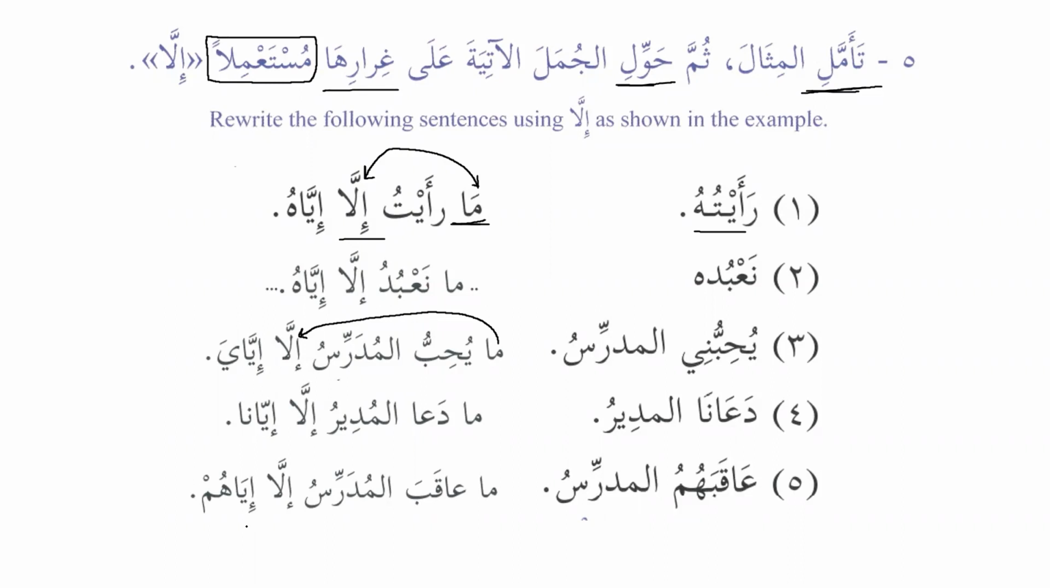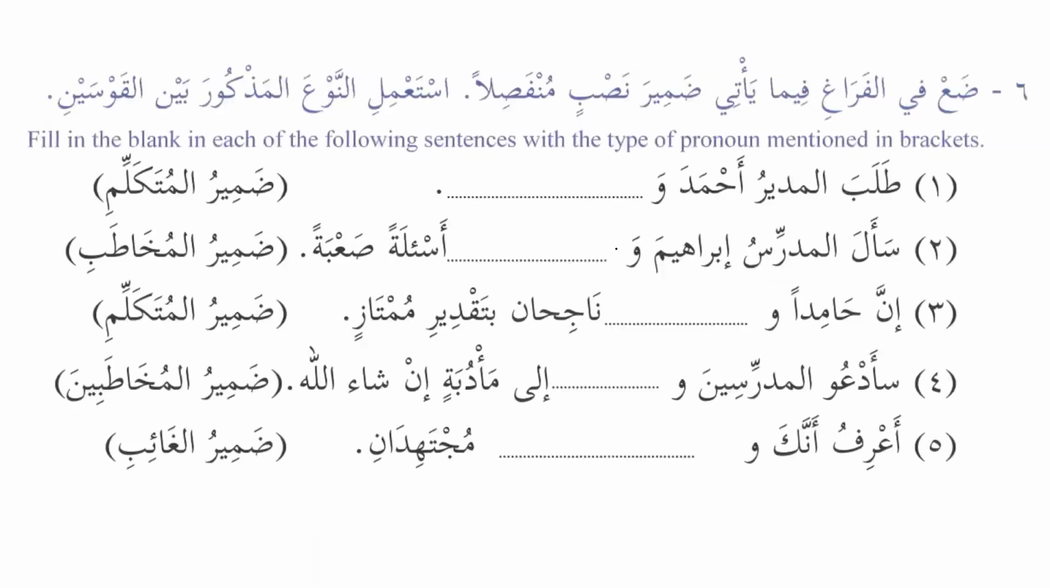So if you remember, I think two lessons ago, we discussed that the combination of ma and illa is used for hasr, and similarly we have learned that the combination of la and illa is also used for hasr, and this is used a lot in the Quran. ضع في الفراغ فيما يأتي ضمير نصب منفصلا, and here we go. Here we have to use the detached object pronoun. استعمل النوع المذكورة بين القوسين, and then we have to use the pronoun that is mentioned in the brackets, as we can see over here.